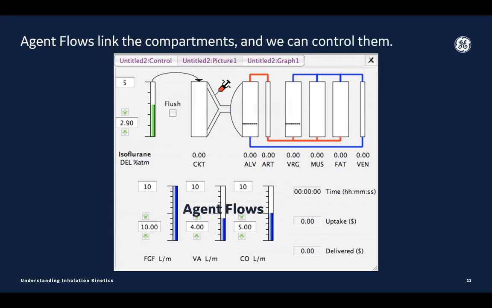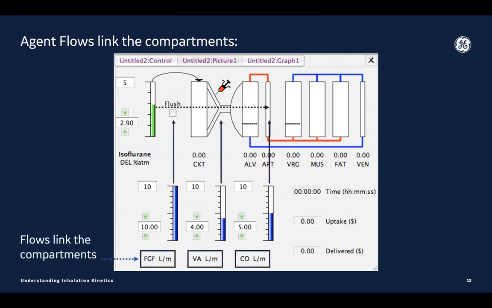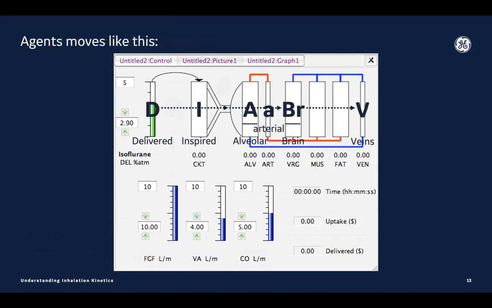We have the agent flows along the bottom, from fresh gas flow, alveolar ventilation, and cardiac output. They are the flows that link the compartments with each other. Those flows conduct as we show here. An anesthetic goes from the delivered concentration with delivered tension to inspired tension, to alveolar tension, to arterial tension, and then to the brain in the vessel-rich group, to muscle, to fat, and then into venous blood.